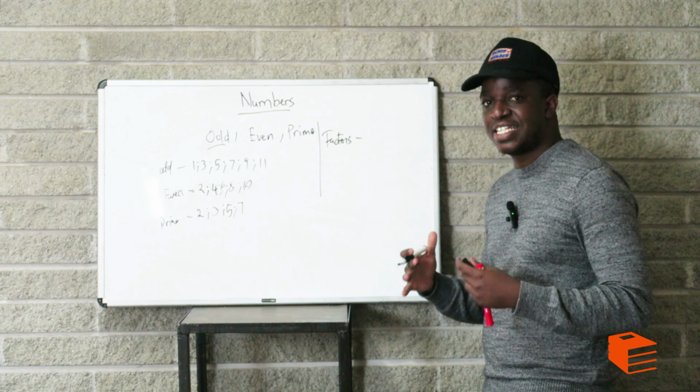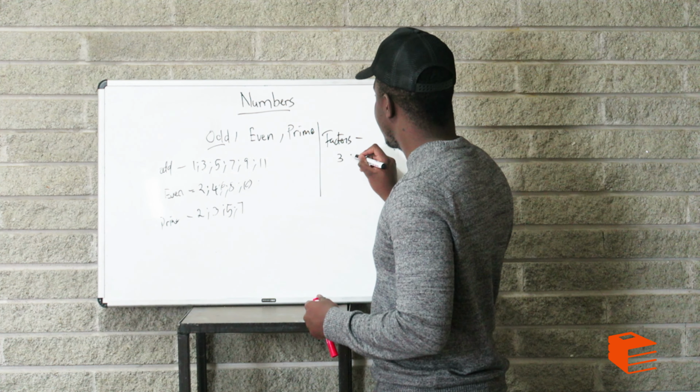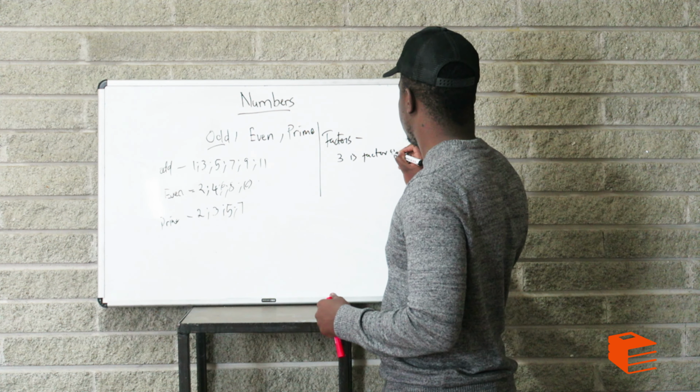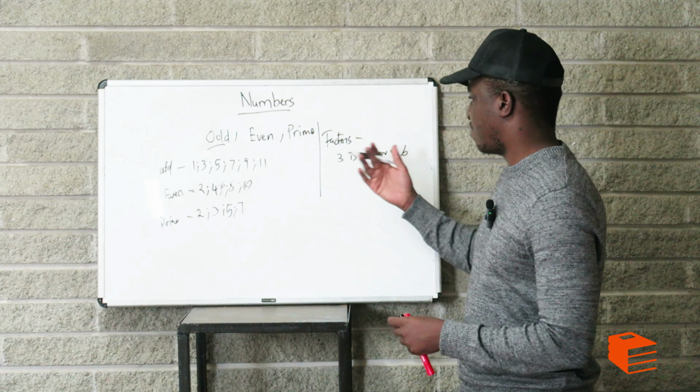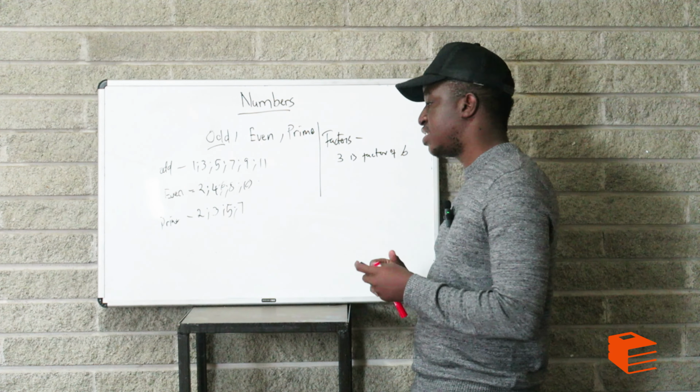A factor is any number that divides into another number. So for instance, 3 is a factor of 6, right? And it's a factor of 12 because 3 divides completely into 6 and 12.